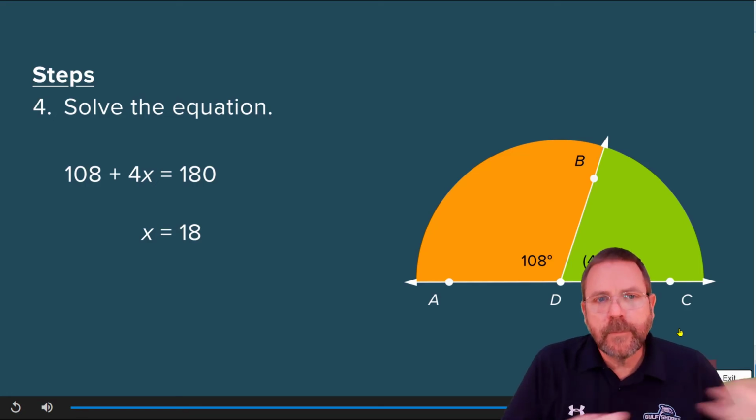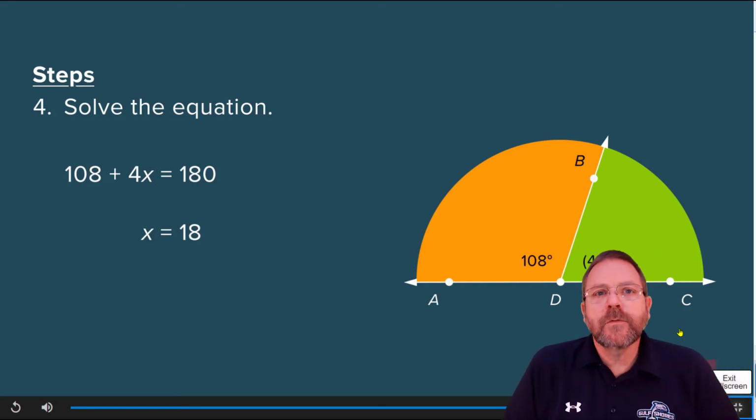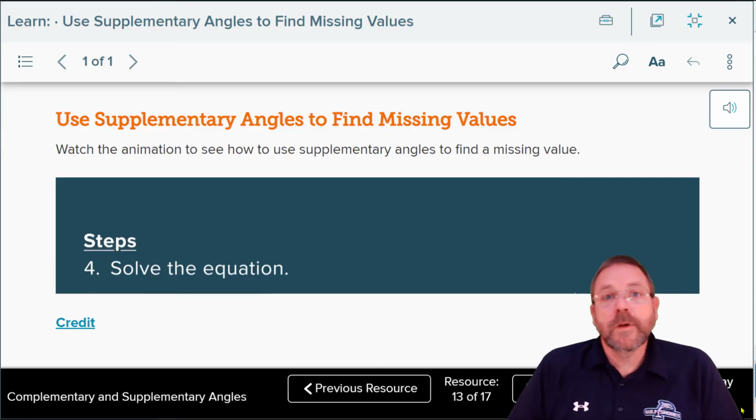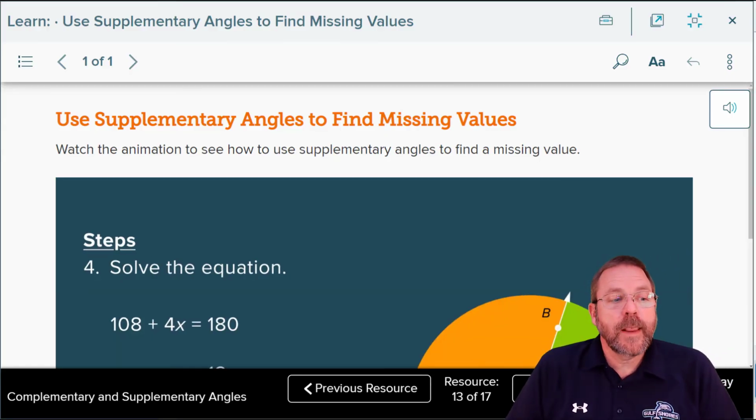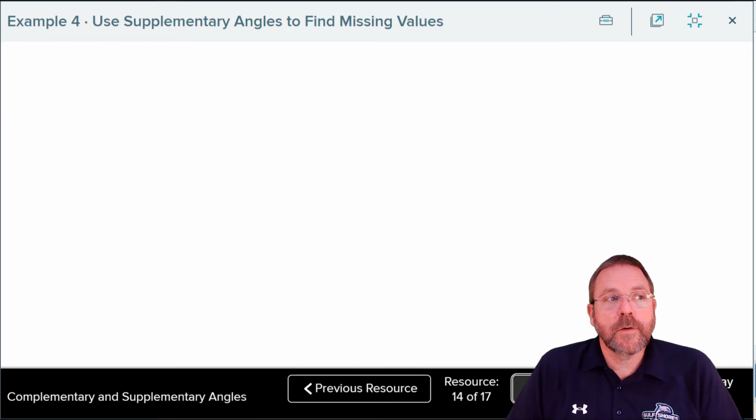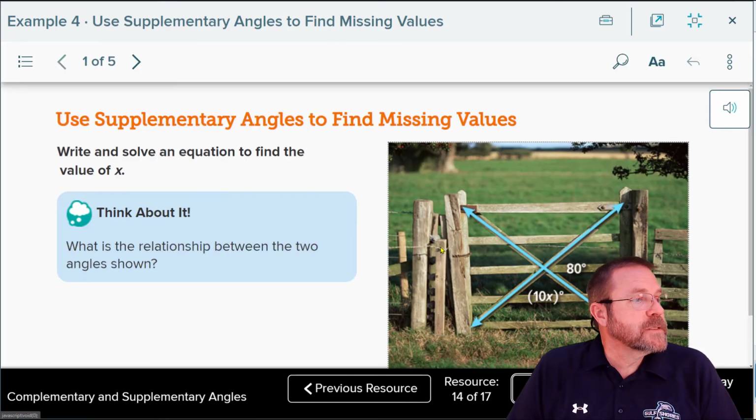Now don't forget, even though they didn't give you the big kid supporting work on how they isolated that variable, you will of course need to be able to do that on your test and on your homework if you want to get credit for it. That leads us into example number 4 that says write and solve an equation to find the value of x.